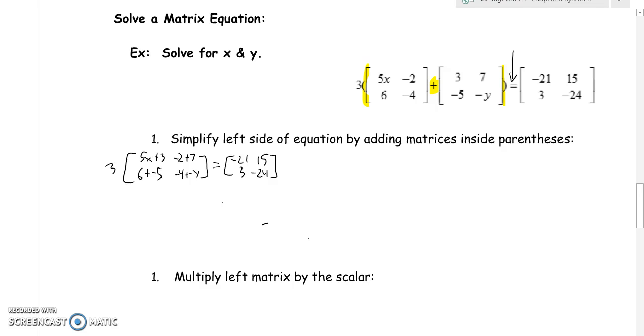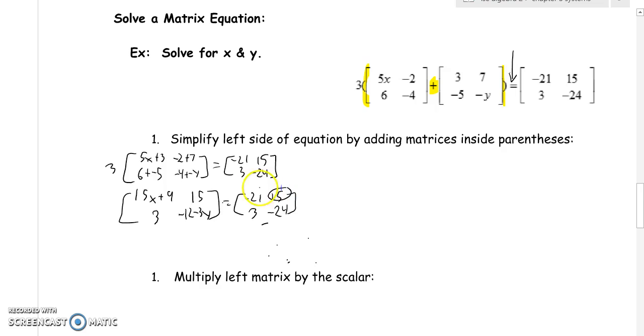So 3 times 5x plus 3 is 15x plus 9. -2 plus 7 is 5. 3 times 5 is 15. 6 plus -5 is 1. 1 times 3 is 3. And 3 times -4 plus -y is -12 minus 3y. Which still equals -21, 15, 3, -24.